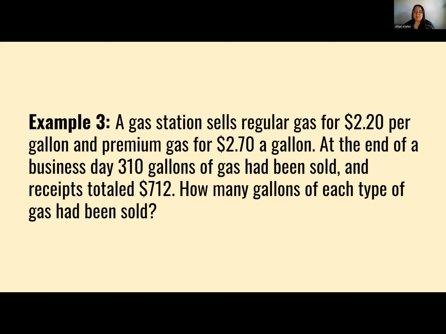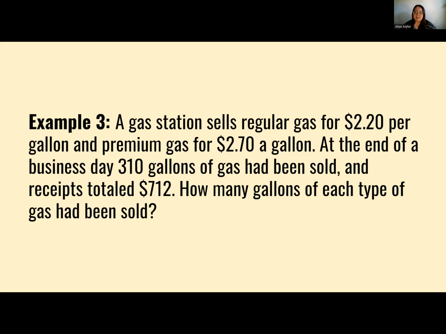We can do the same thing for premium gas. Premium gas we could say is y, and it costs us $2.70. If y is the number of gallons, we can multiply that by $2.70 to see how much somebody was buying of premium gas. Then we say that at the end of a business day, in total, there were 310 gallons of gas, meaning that x plus y is equal to 310. Some number of gallons of regular gas, x, and some number of premium gallons, y, is equal to 310.